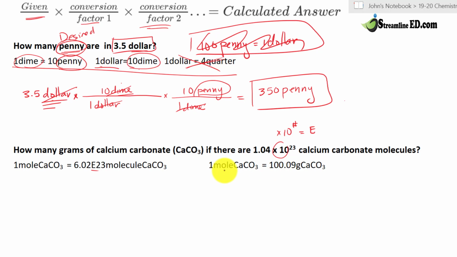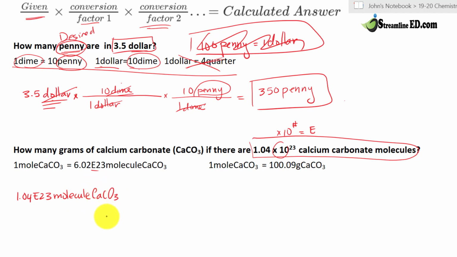What is our given? Well, our given is this little information right here. This is our given number, 1.04 times 10 to the 23rd calcium carbonate molecules. And the same thing, we're going to write down our given: 1.04, and I'm going to write it in terms of E, 1.04E23 calcium carbonate molecules. So we have molecules, that's our unit right there, and our chemical is calcium carbonate, CaCO3.